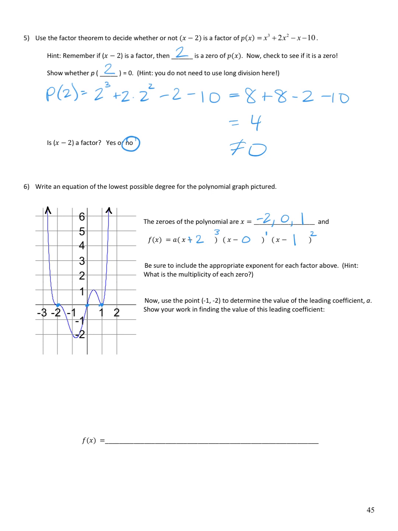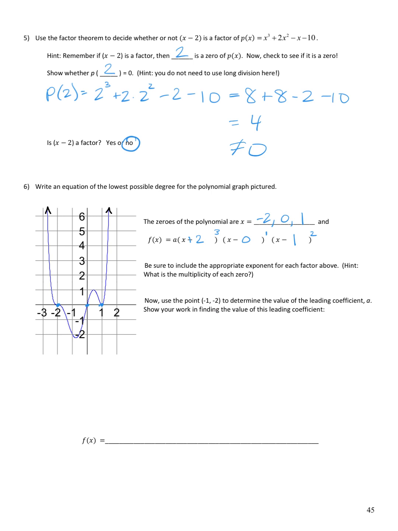And then it says use the point -1, -2, this point that's on the graph right here, to determine the value of the leading coefficient a. So this is an x coordinate, this is a y coordinate. So I'm going to make all my x's -1s, make my y -2, solve for the a.